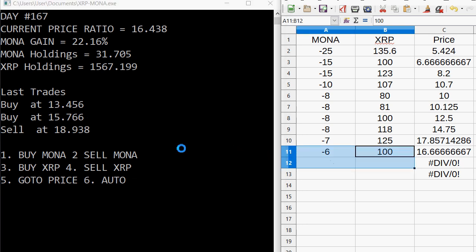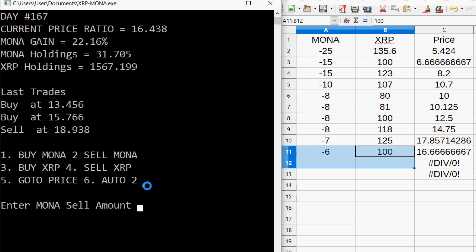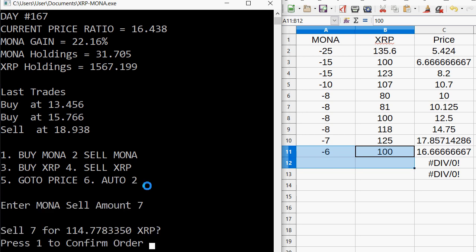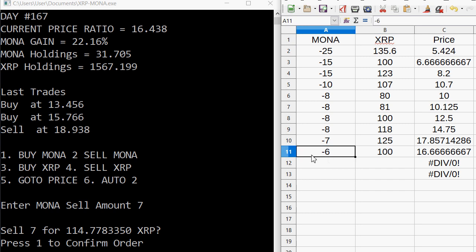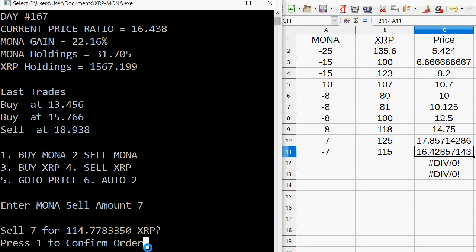And for this, I'm just going to sell that. I can go sell this. I'm going to sell 7 now. So I should be deleting that -6, but rather I'm just going to go -7 and then 115 this way. And this number is lower, but that's fine.